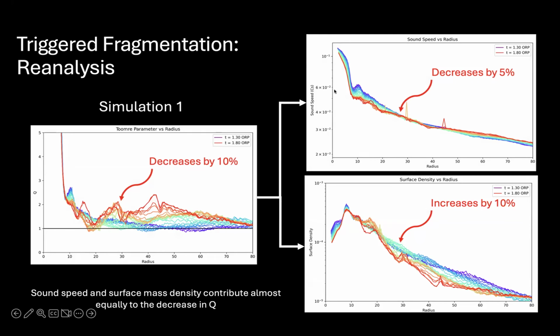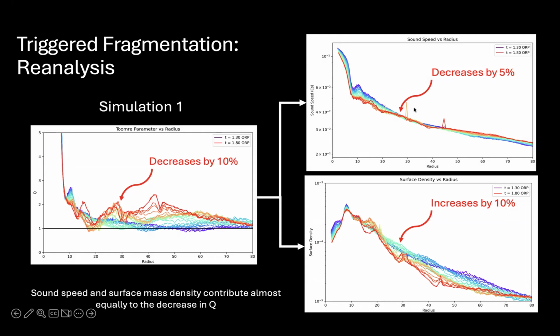So we are looking at the sound speed. At about 24 AU, the sound speed decreases by 5% over here, and the surface mass density then also increases by 5%. I'm not sure why the text is not working properly.